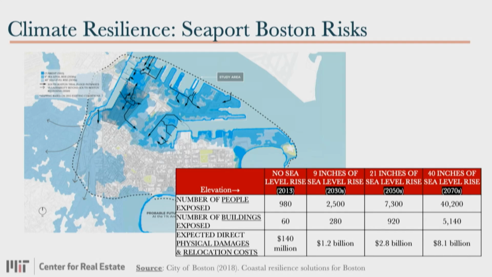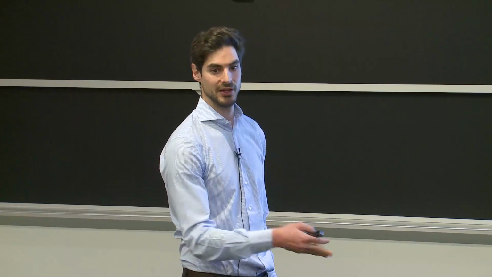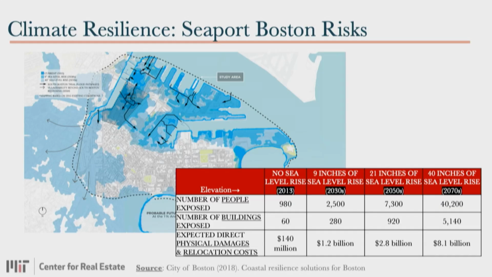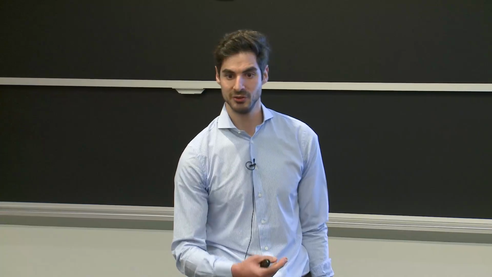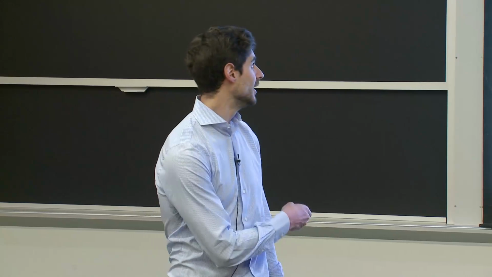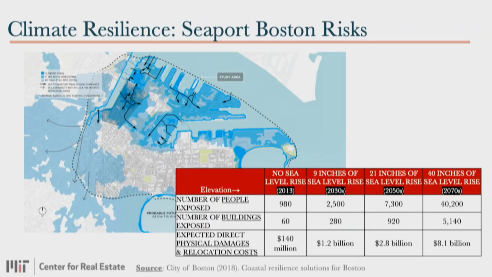It goes up also as the sea level goes up. So if there are no resiliency interventions, this is what the damage will be. We'll start around 140 million as of now, all the way to 8 billion in the future. So now what we are going to do is think about all of these frameworks to assess whether it is worth investing in preventing those damages or not, given the predictions for the city of Boston.